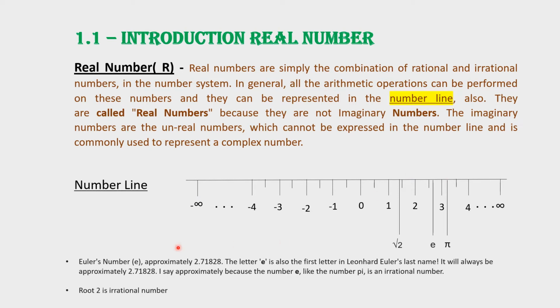There are a few examples that I have listed at the bottom of this PPT. Irrational numbers, like e, which we usually represent as e, have an approximate value of 2.71828. Root 2 is also an irrational number. In your exams you will get a few objective questions to identify whether a number is irrational or not, and if yes, to prove that it's an irrational number. Don't worry about that. We are going to cover everything in the upcoming sessions. Now let's go to the next slide.